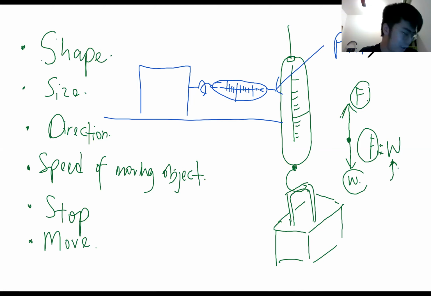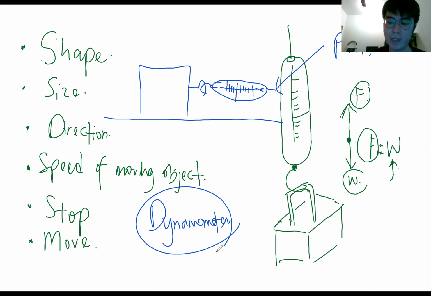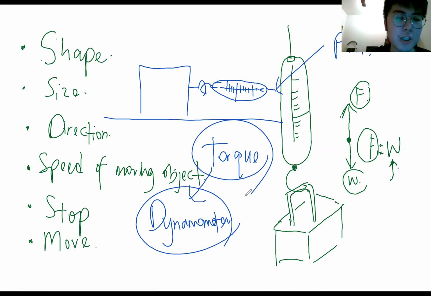Another device to measure force is a dynamometer. A dynamometer is basically a device for measuring rotational force, moment, such as engine power. For engine power, you need a dynamometer because you need to calculate how much torque. Torque is just a rotational force, right? How much torque is produced by the car engine.